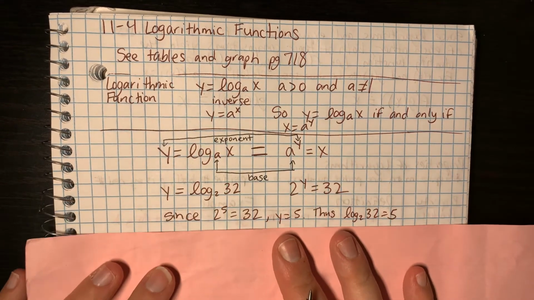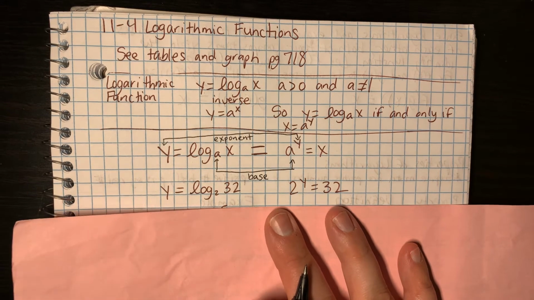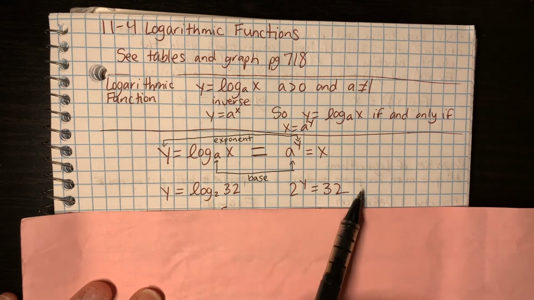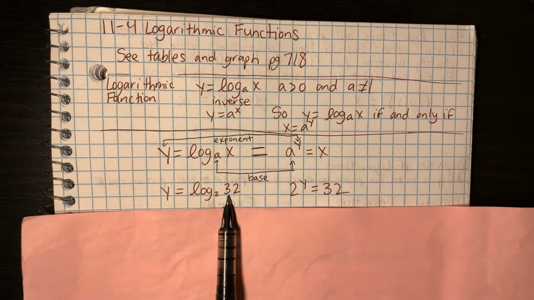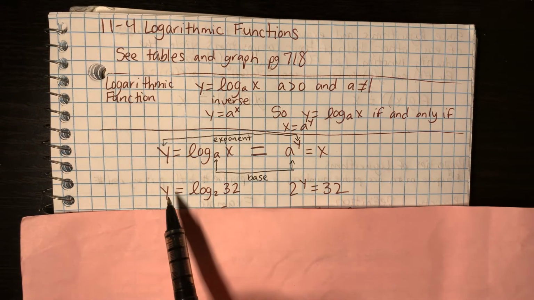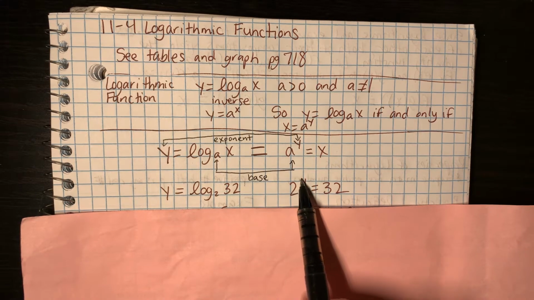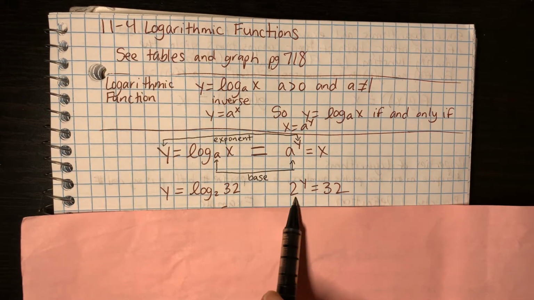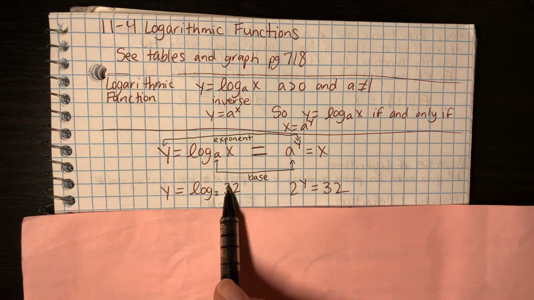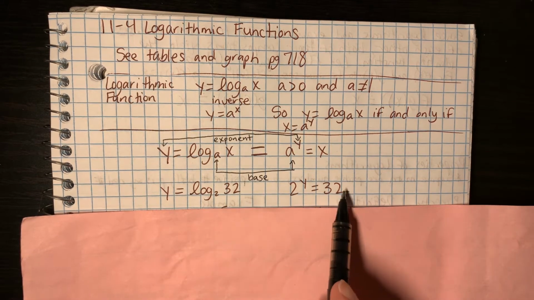Okay. So right here, these two are equivalent to each other. y equals log base 2 of 32. So this y is our exponent. This 2 becomes the base of our exponent, and this number becomes the equal.